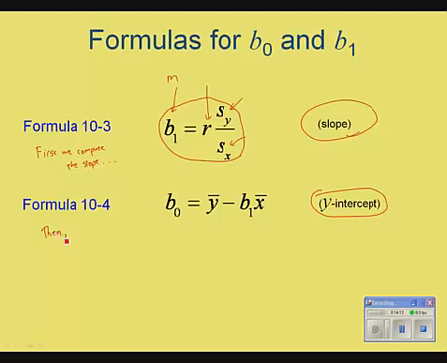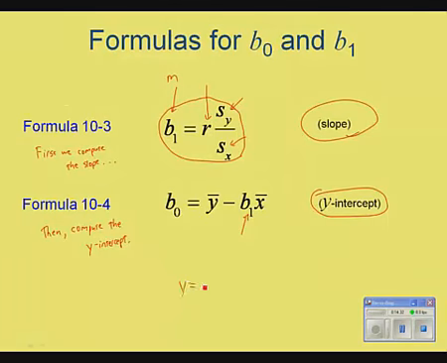Then, compute the y-intercept. And that's what Formula 10.4 is telling you. Notice, you can't do Formula 10.4 unless you already know the slope, right?